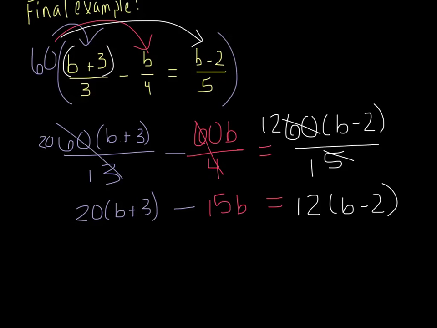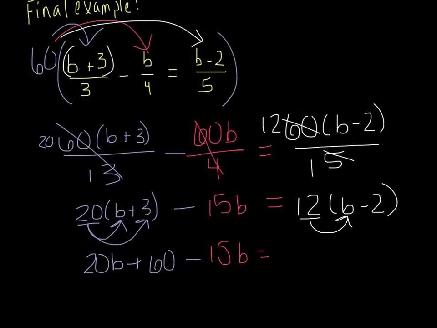Next step, we need to distribute both of our terms that have the parentheses. So I'm going to take 20 times b and add 20 times 3 to that, giving us 20b plus 20 times 3, which is 60, minus 15b, and that will equal, let's distribute this here, 12 times b is 12b minus 12 times 2, which is 24. Let's combine our like terms.